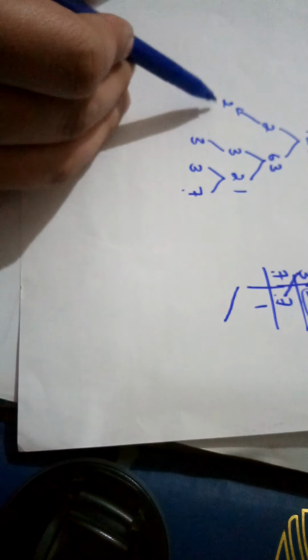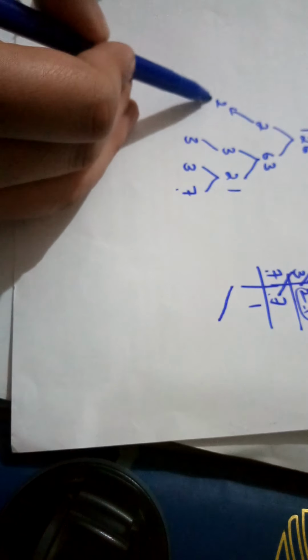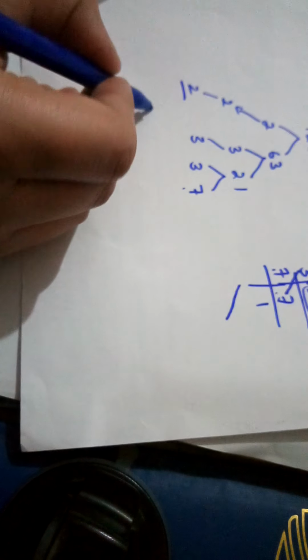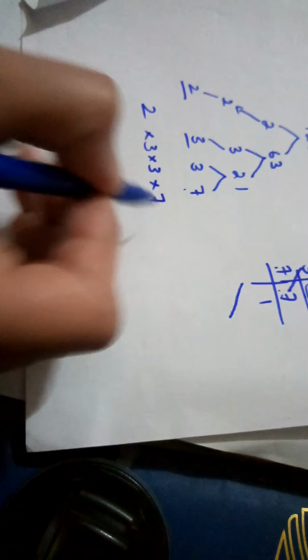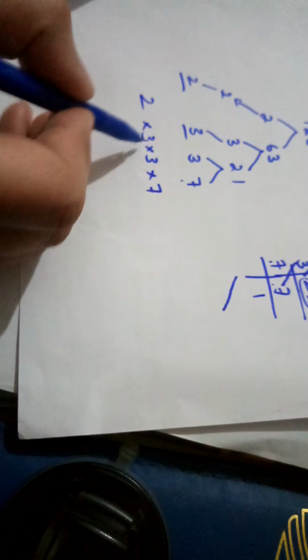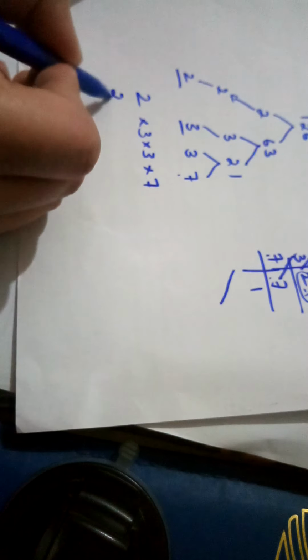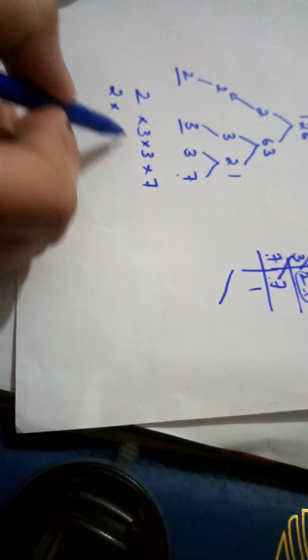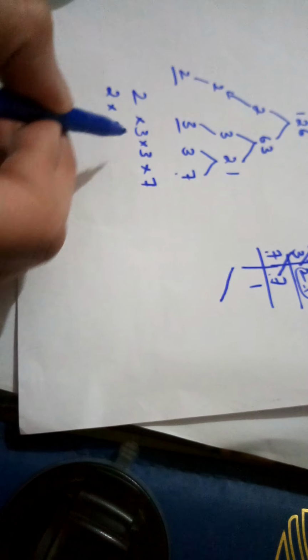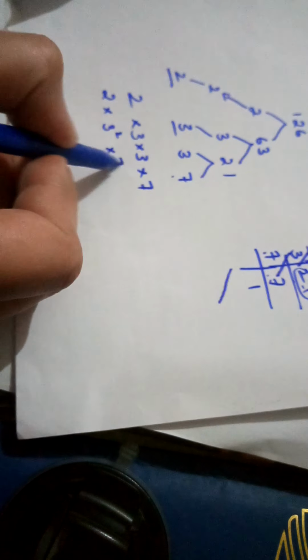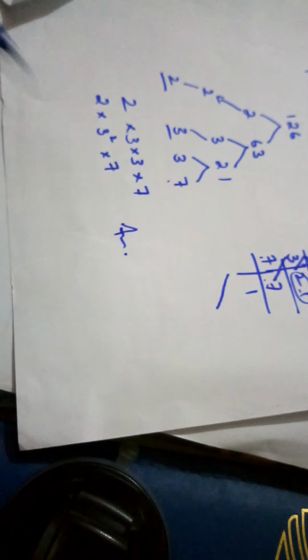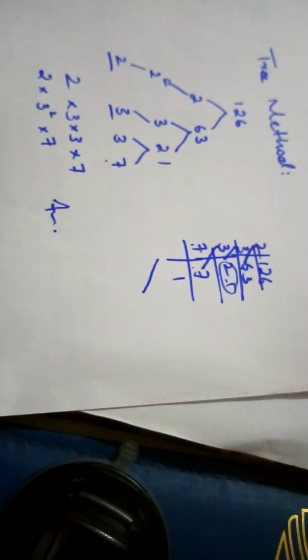Now you have the factors of 126: 2, 3, 3, 7. Just write down these in the form of index notation. 2, how many 3s do we have? We have just two 3s, so write 2 above the 3, and then 7. This is your answer.